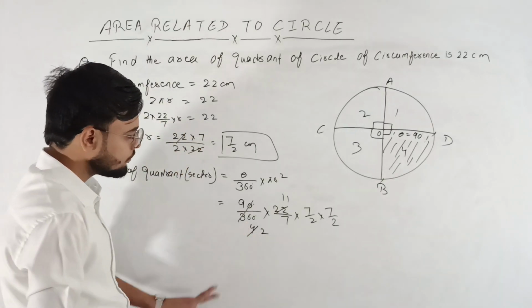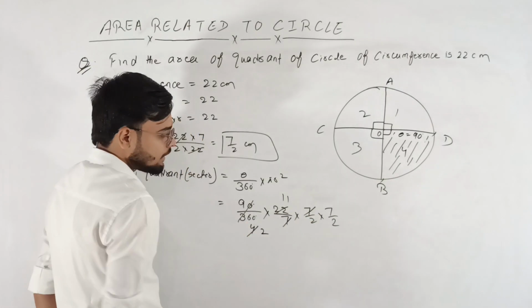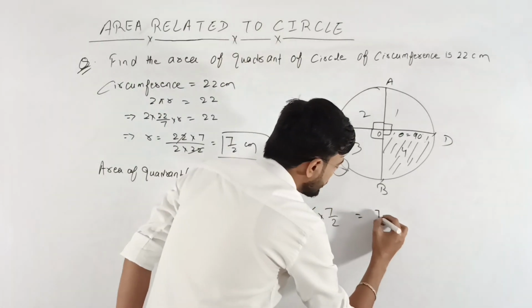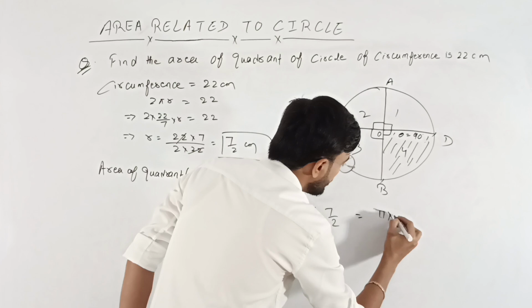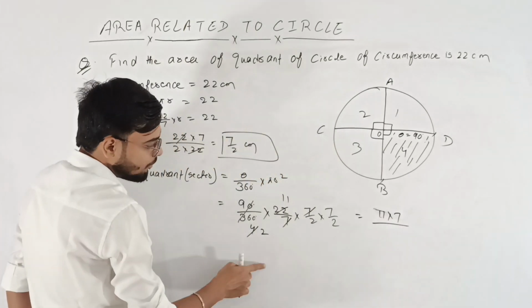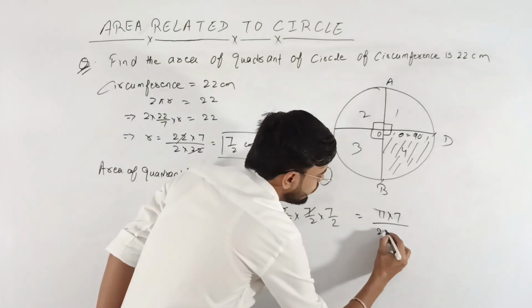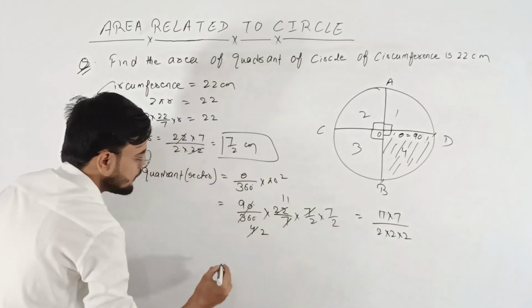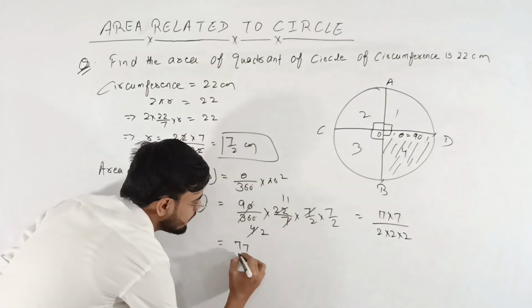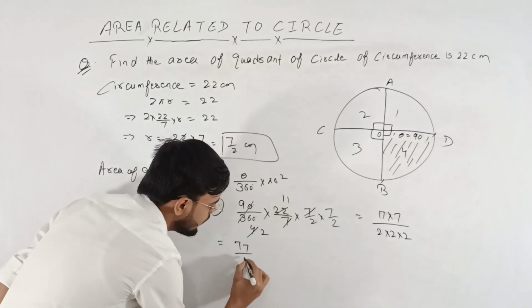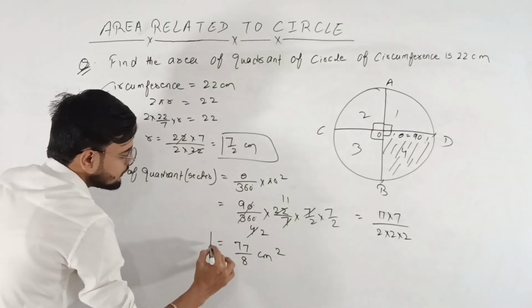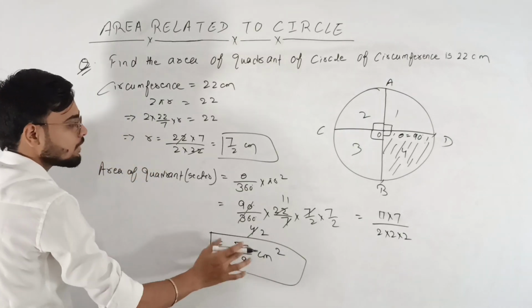Okay, this 7 and this 7 is cancelled out. So here what I left, 11 into 7 upon, now in denominator 2 into 2 into 2, 2 multiplied with 2 multiplied with 2. Now 11 into 7 is 77 upon 2 into 2 into 2 is 8. So that is the area of quadrant, which is 77 upon 8 centimeter square.